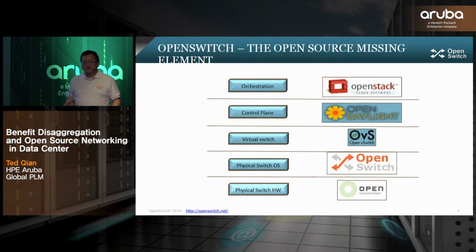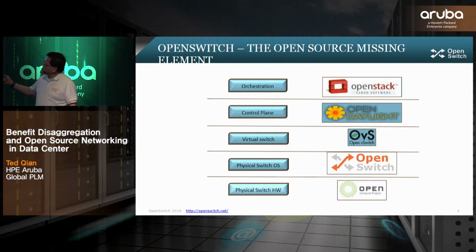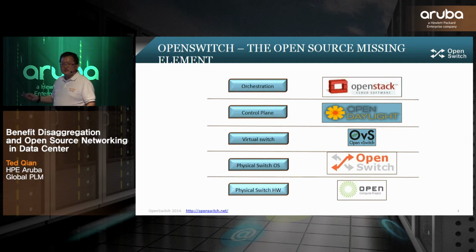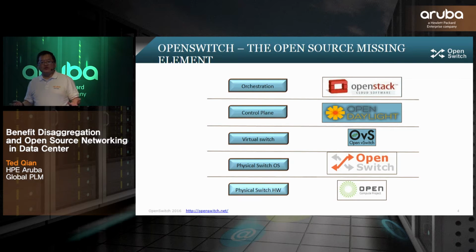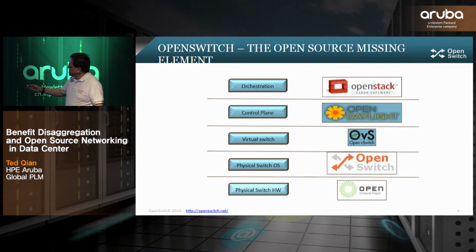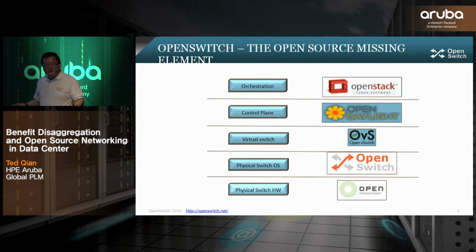So why do you need OpenSwitch? This picture shows the components in a data center with the open source components. From the bottom, you have the physical switch. The open source version of the physical switch comes from the Open Compute Project, which we call OCP. Later on, my partner Jason Qian will share HPE's open data center hardware portfolio, what it looks like. These are the OCP compliant hardware from HPE. So we have that piece on the bottom.